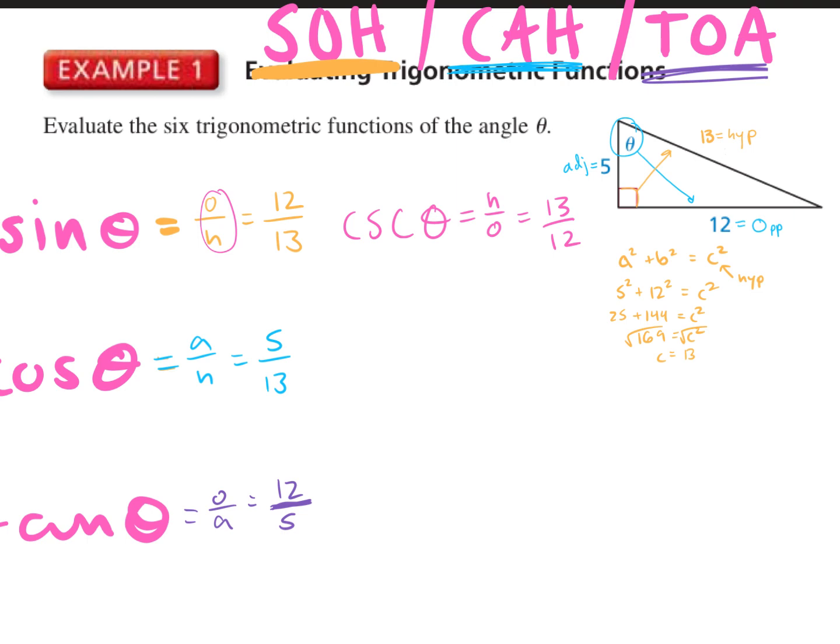Cosine is the reciprocal of which trig function? Secant. So that would be hypotenuse over adjacent, which would be what? 13 over 5. And then tangent is the reciprocal of which one? Cotangent. Which would be adjacent over opposite, which is what? 5 over 12. So the flip of that answer. So instead of 12 over 5, you flip it to be 5 over 12.